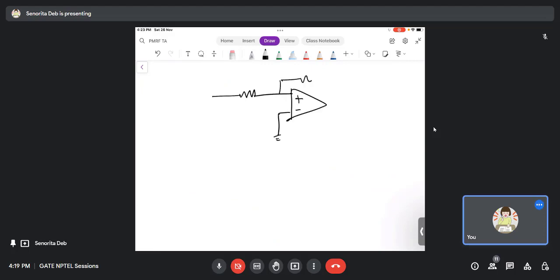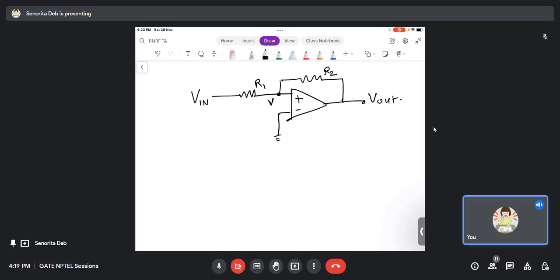Normally in GATE, the inverting op-amp Schmitt trigger used to come. But in 2015 they gave a non-inverting Schmitt trigger. So this is V in, this is R1, this is R2. Now what will you do? You know that V is the voltage to be compared, right?